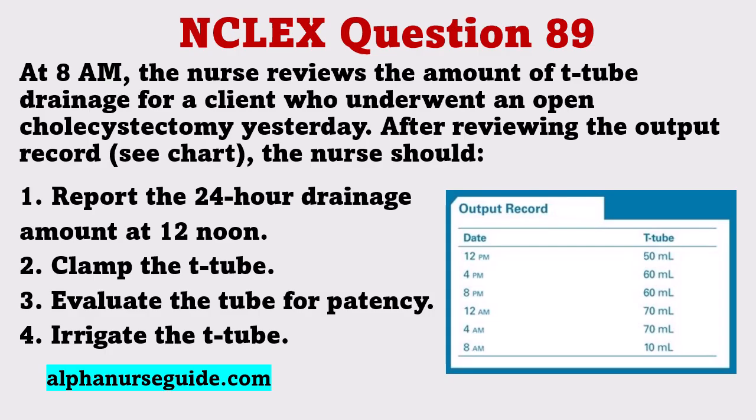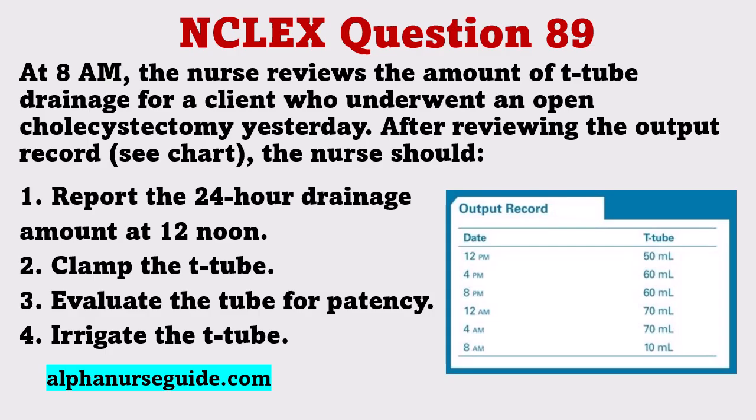At 8 a.m., the nurse reviews the amount of T-tube drainage for a client who underwent an open cholecystectomy yesterday. After reviewing the output record, the nurse should: 1. Report the 24-hour drainage amount at 12 noon. 2. Clamp the T-tube. 3. Evaluate the tube for patency. 4. Irrigate the T-tube.